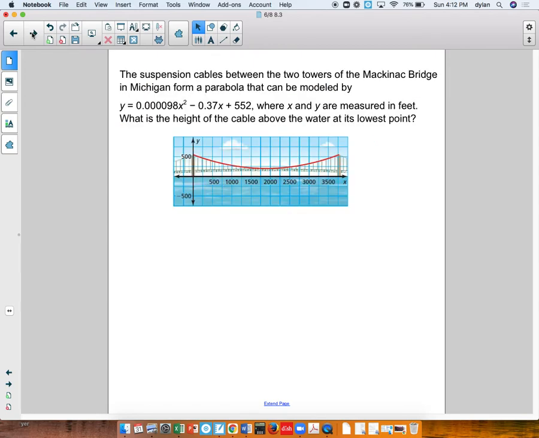So in Michigan, there is an extremely long bridge that crosses Lake Superior. And there is a suspension cable that runs to support the bridge. And that suspension cable is parabolic. And in fact, it can be modeled by the equation shown. You'll notice that it has an extremely small a value because it's extremely vertically compressed. It's very wide, not very tall, as you would guess from a bridge.